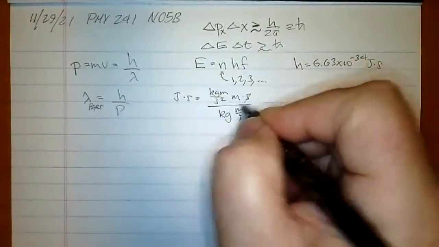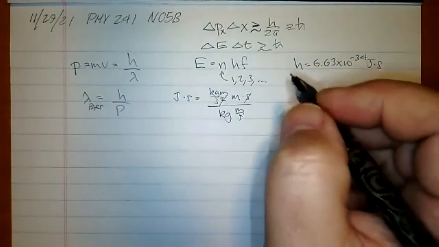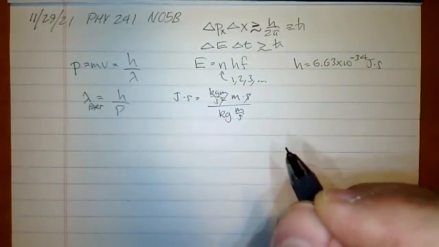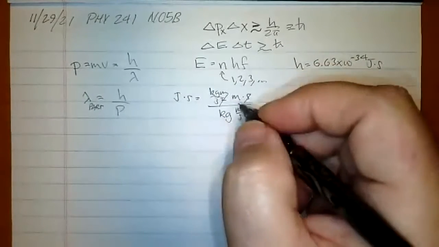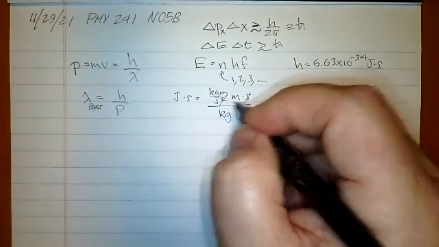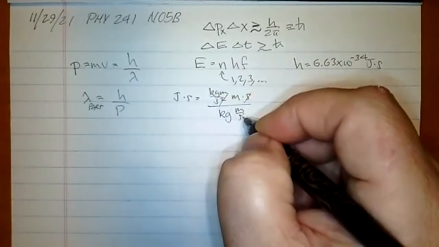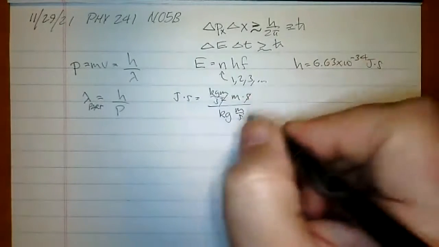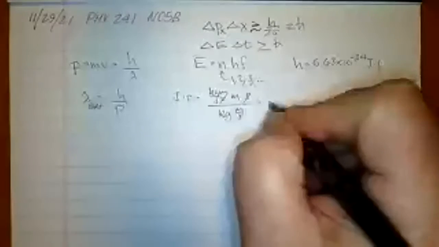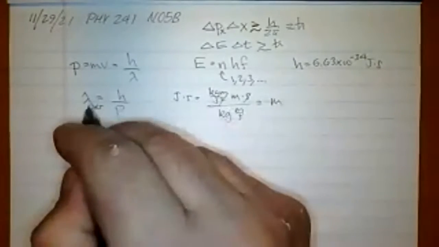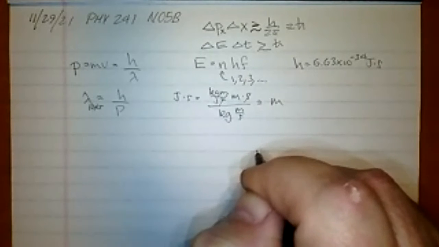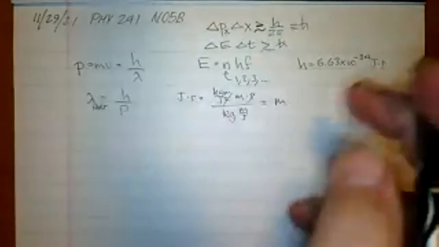And I think you can see what happens. This second cancels out with this second. And this makes kilogram meters per second. And this makes a kilogram meter per second divided by meters, basically. Because that gets rid of the other s, you end up getting just meters for the unit, which is the unit of wavelength. Okay. So here's the other part that you have to understand.